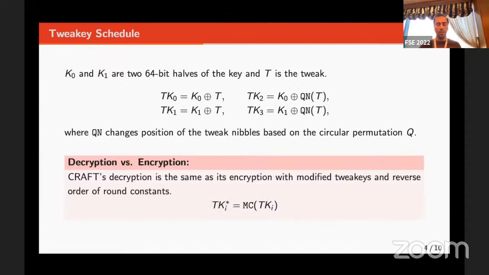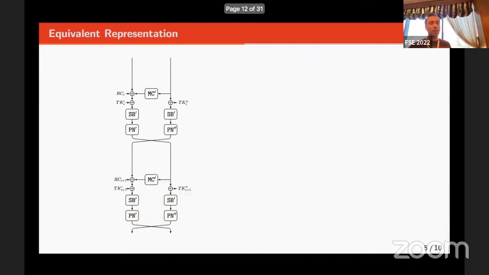Overall, Craft provides decryption the same as the encryption, up to a modification on the round tweakeys and reversing the order of the round constants. The first and main contribution of our paper is to show an equivalent representation for Craft, and then show how it is possible to change it to a weak-key model with a Feistel network.